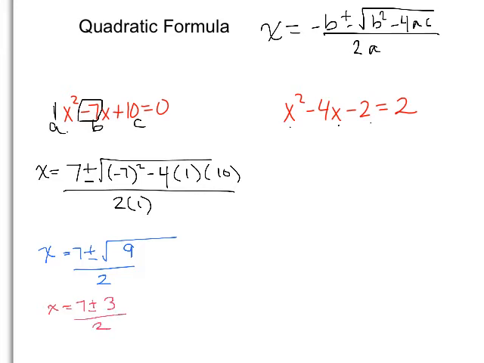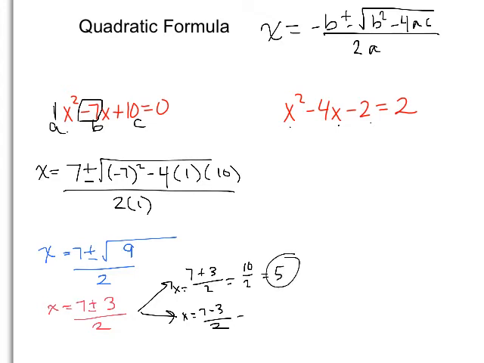And here is where we break it apart to get our 2 different answers for a quadratic solution. We'll do one version where we do 7 plus 3 over 2, and a second version where we have 7 minus 3 over 2. So this first one, 10 over 2 is 5, and the second one, 4 over 2 is 2. On a graph, this equation would look something like this, where the graph crosses the 0 mark at 2 and at 5.